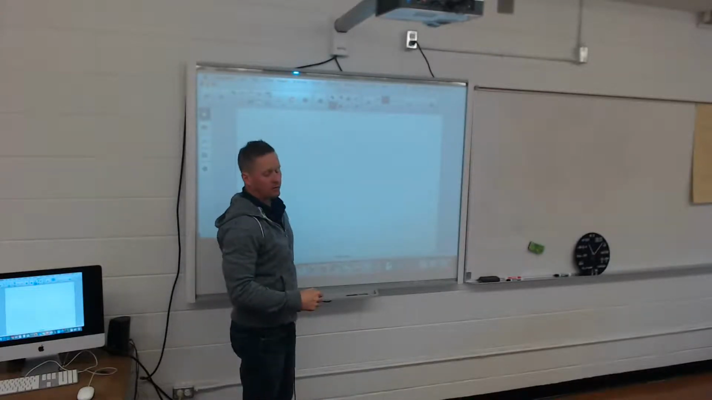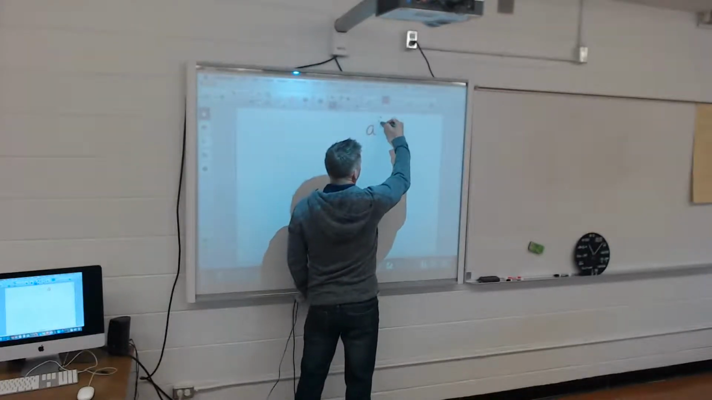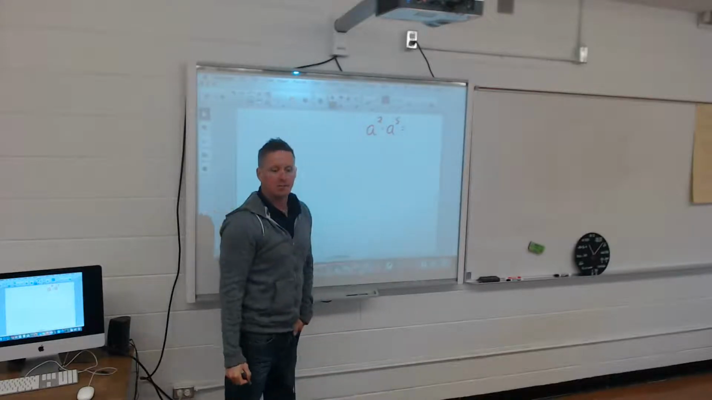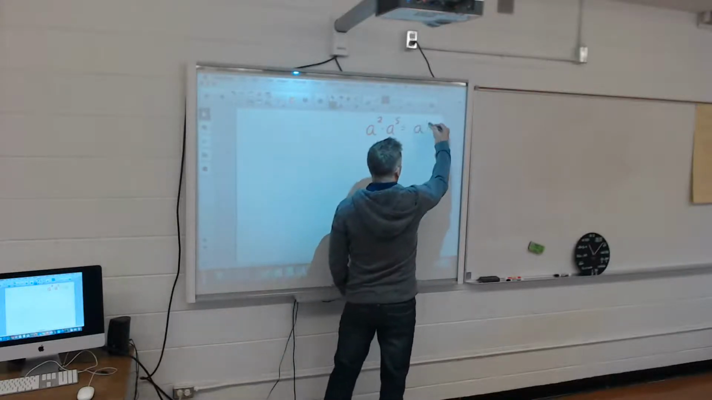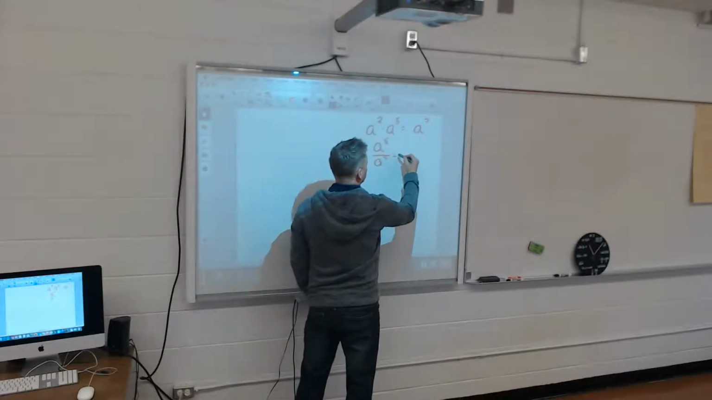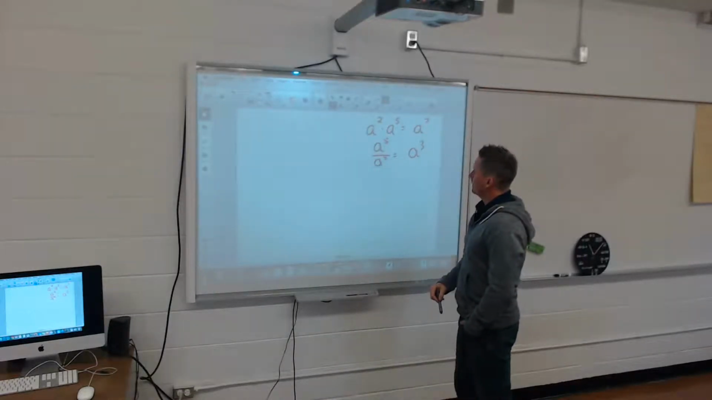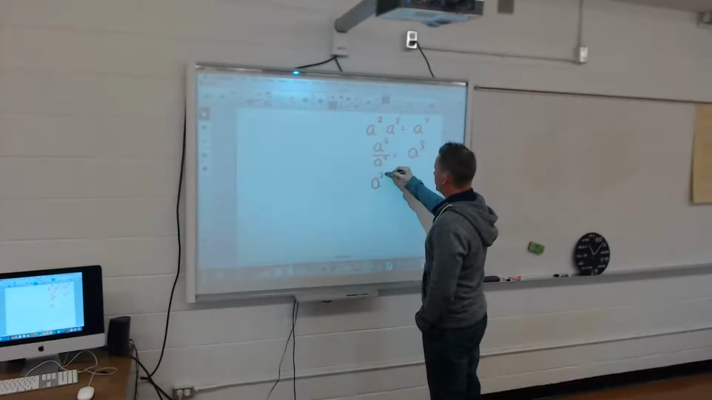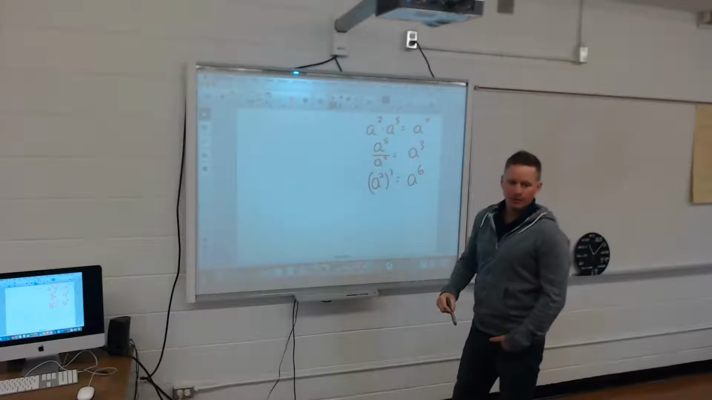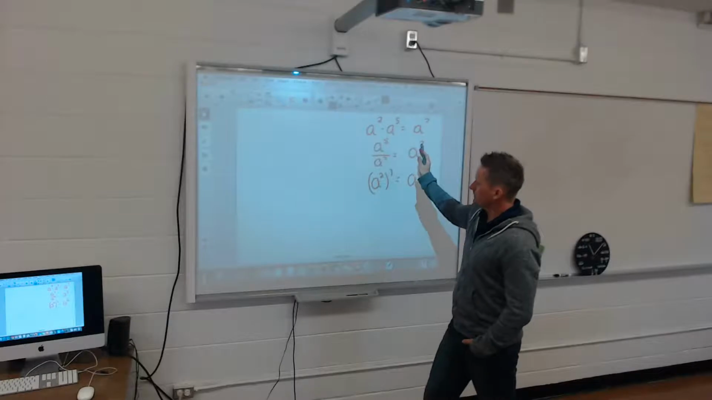So again, they all come from exponent rules. So for example, a squared times a to the fifth, we add the exponents together. All right, so we know that one. A to the fifth divided by a to the second, we subtract the exponents. So we get that. A squared to the cube, a to the sixth. We multiply the exponents together. And let's start right there.